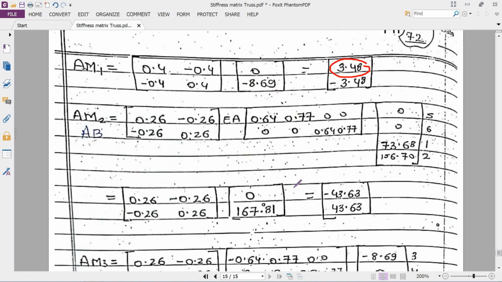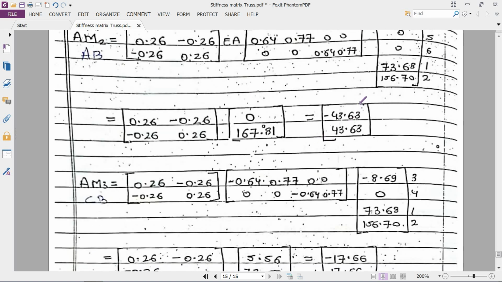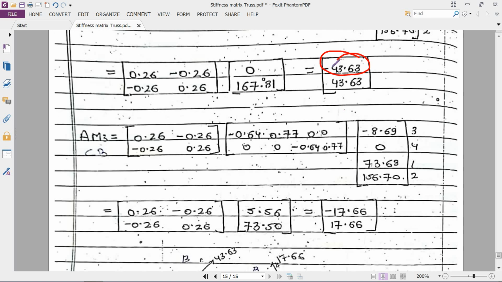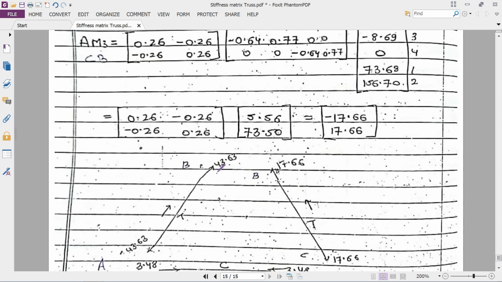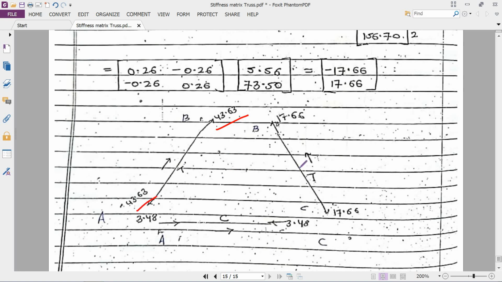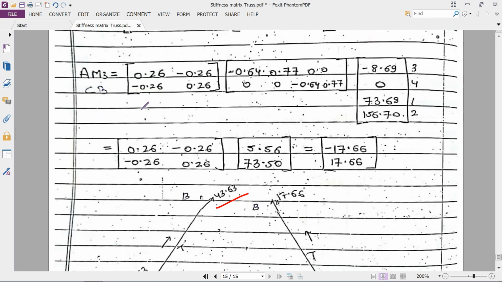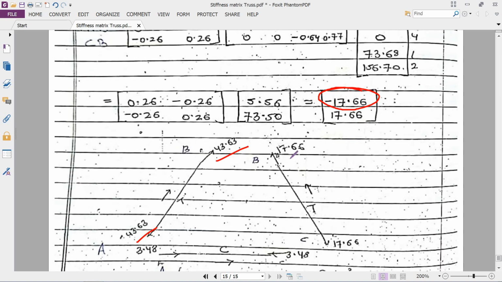Similarly in the second case, what was the answer for AB? It was minus 43. That means in the matrix form it is minus, that is compression. So when you plot or represent it in your diagram, it will become tensile. So the arrow will be outside like this, 43.63 and 43.63. Okay, then the last is CB. So here the actual value is minus, that is compression, 17.766. So the arrow will be outside, that is, it will be represented as tension while plotting in the diagram.